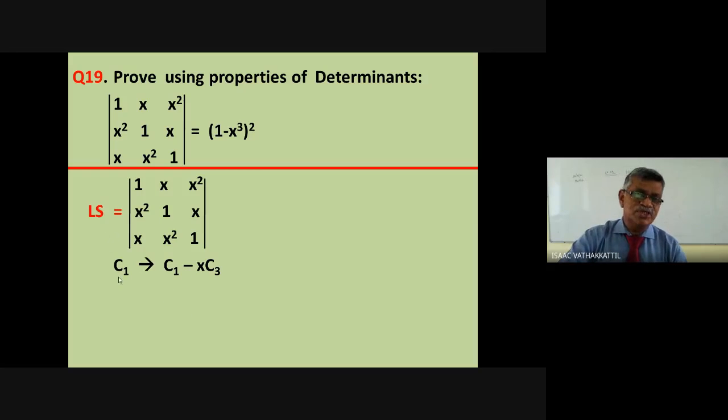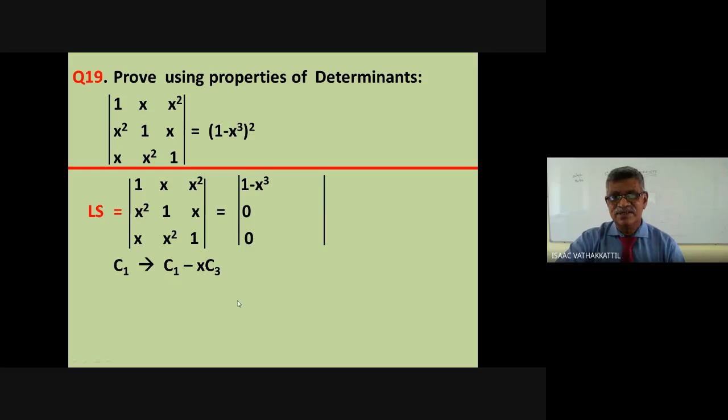So what will the first column be? First you have 1 minus x cube, then x squared minus x squared, that is 0. Further x minus x, that is 0. The first column has 1 minus x cube as a common factor. The remaining columns stay as they are.